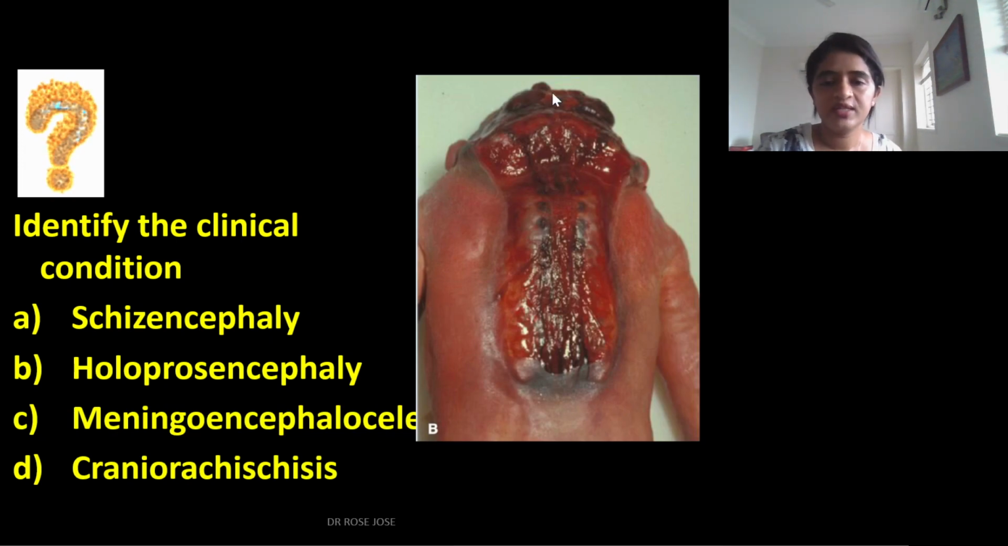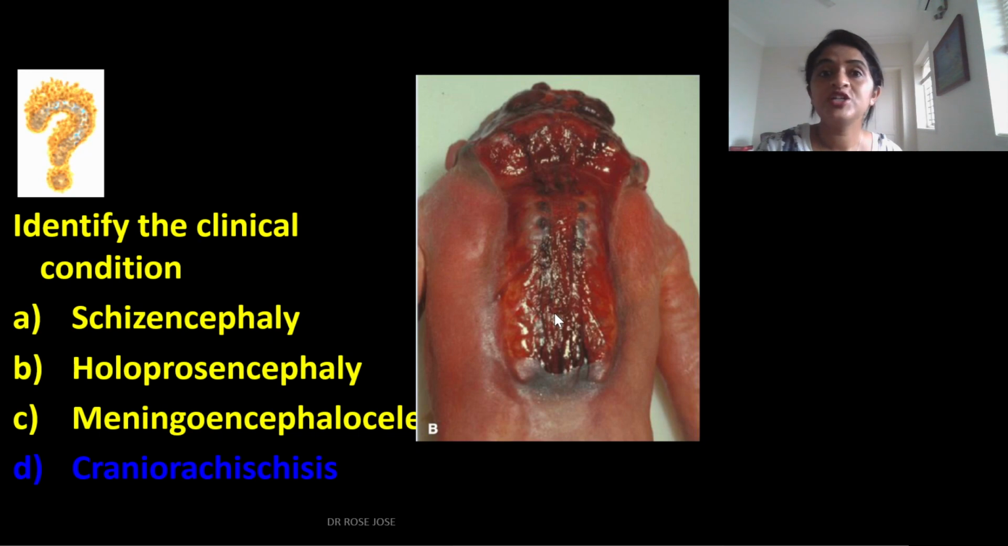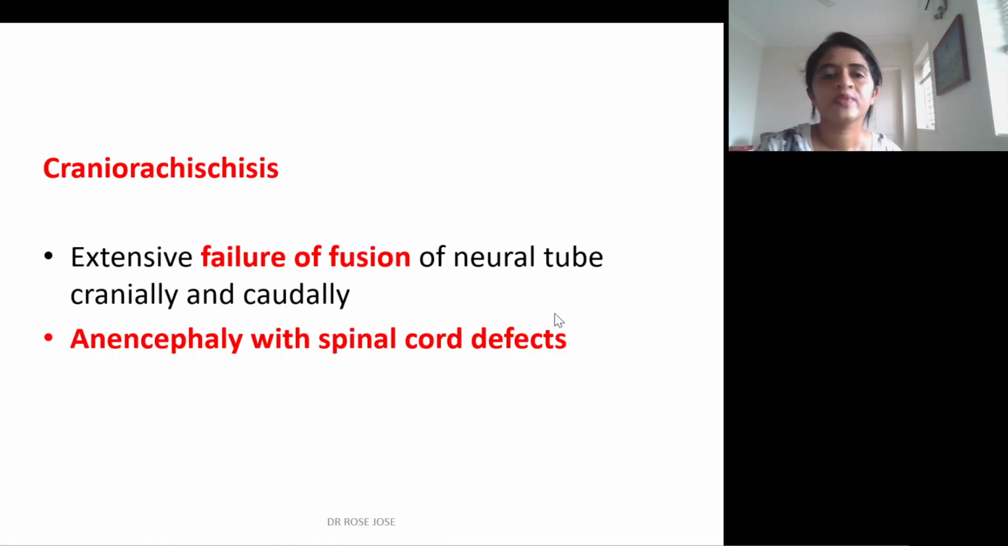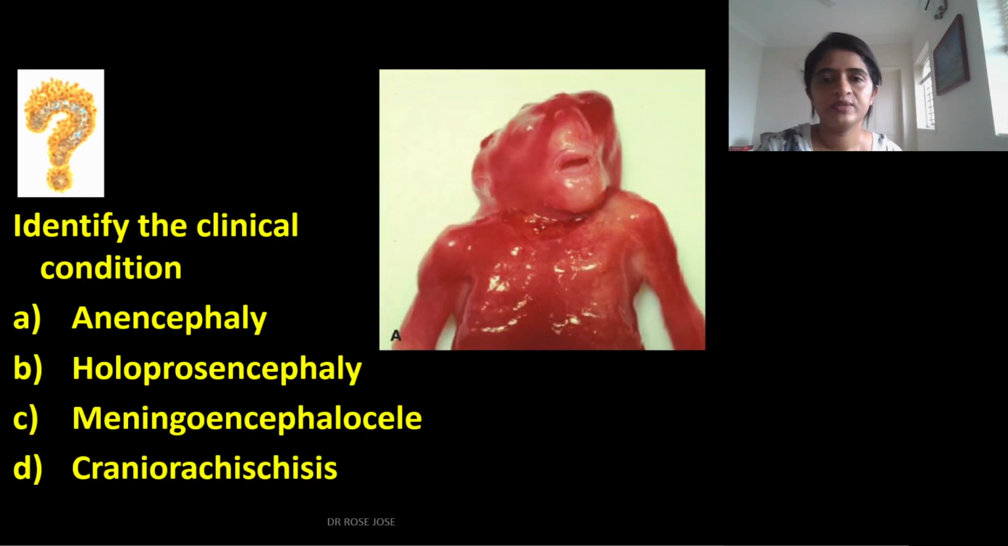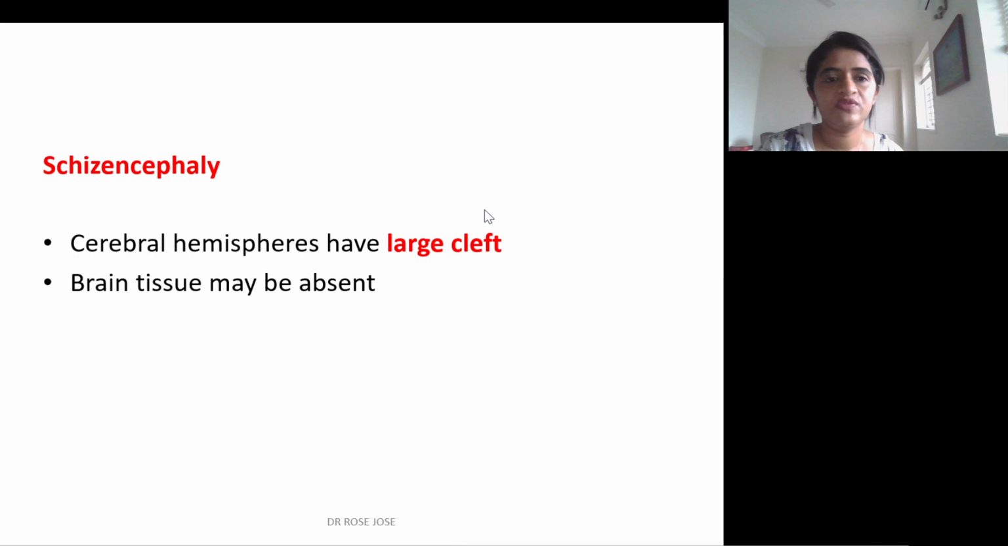Identify the clinical condition. You can see the extent of the lesion, and this condition is known as craniorachischisis, where the entire neural tissue is exposed. Craniorachischisis is an extensive failure of fusion of the neural tube cranially and caudally. There will be anencephaly along with spinal cord defects. What is this condition? You cannot see the vault, and there is absence of brain tissue. So this condition is known as anencephaly.